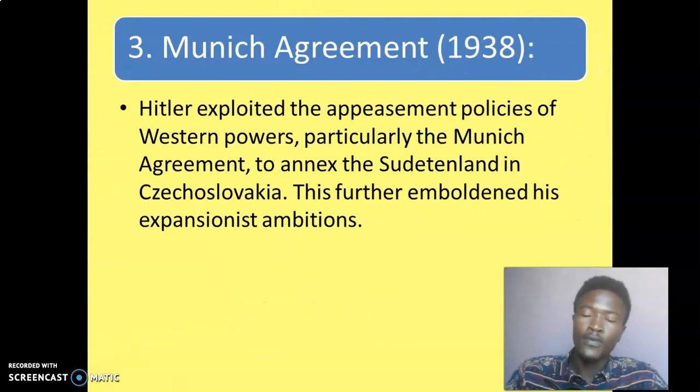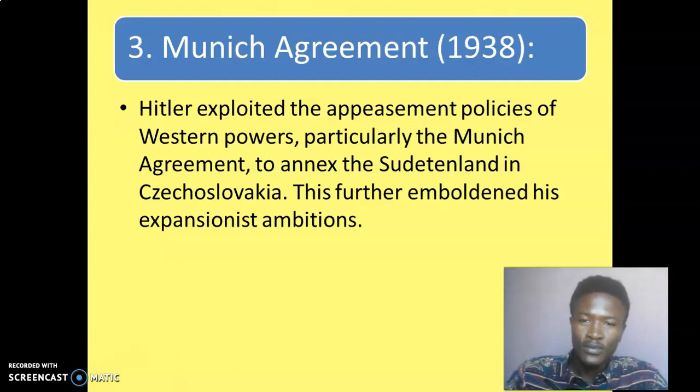Third reason, they are saying the Munich Agreement, 1938. What about it? They are telling you that Hitler exploited the appeasement policies of Western powers, particularly the Munich Agreement, to annex the Sudetenland in Czechoslovakia. This further emboldened his expansionist ambitions.